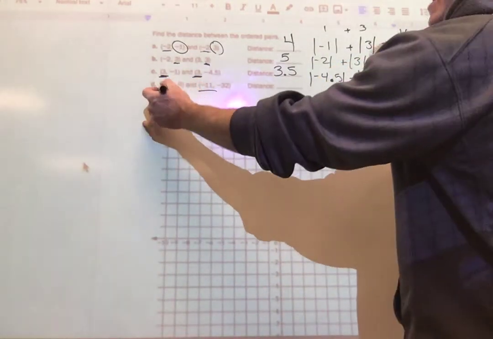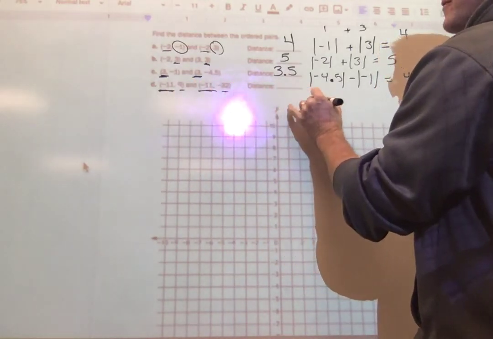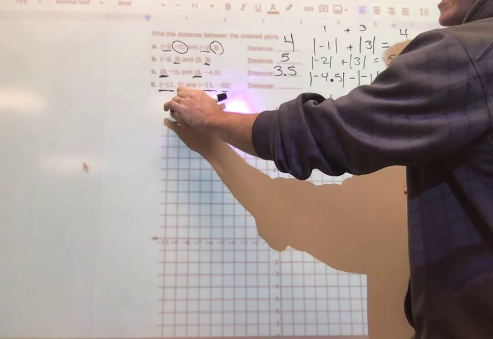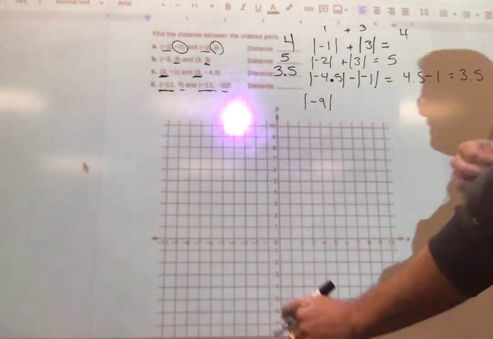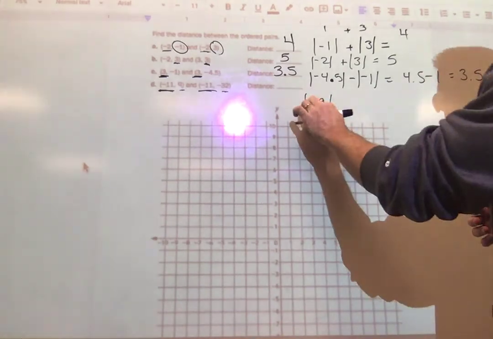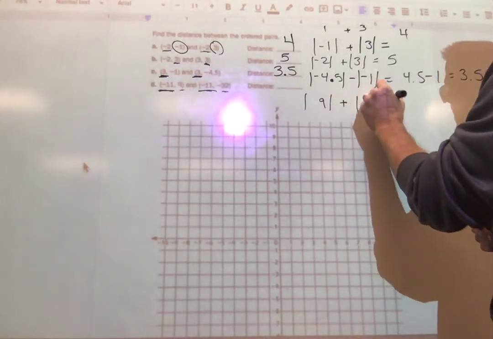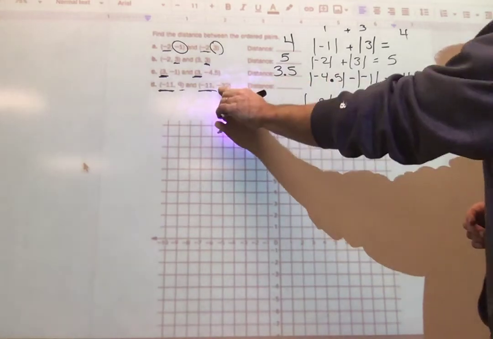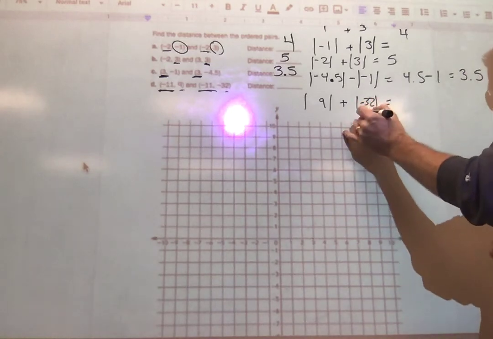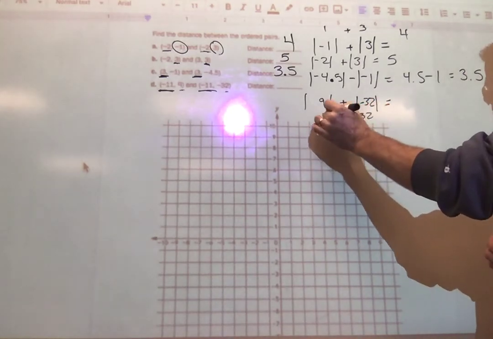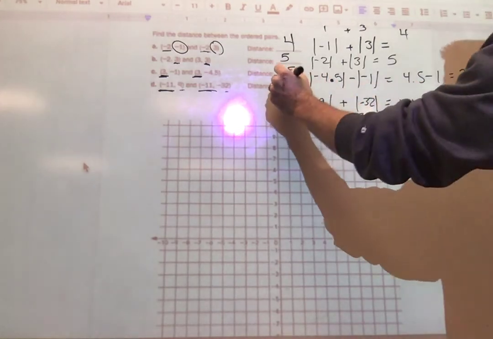So since they're the same, I can look at the other coordinate there, and I would have the absolute value of 9. And notice one is positive and one is negative. So they're on opposite sides. So we need to add them to get their total distance. So the absolute value of 9, sorry, that's a positive 9, plus the absolute value of -32 will get me the total distance between there. And I know this turns positive, and so it's just 9 plus 32, and we get 41.